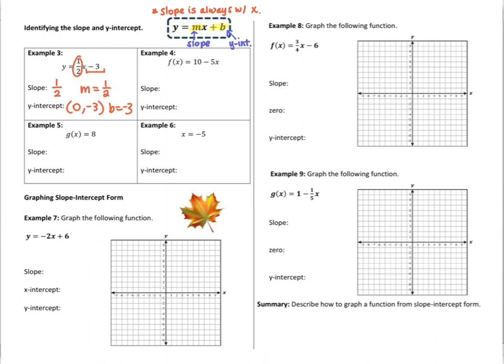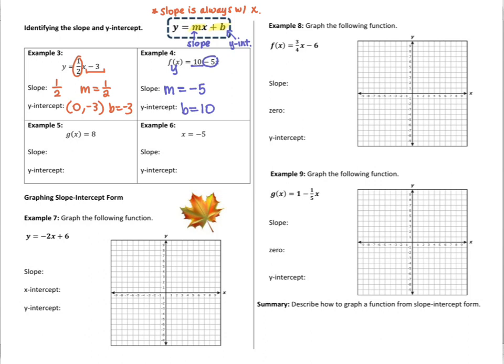Example number 4 says f of x equals 10 minus 5x. Well, that doesn't look like y equals mx plus b. Well, remember, f of x is just another way of saying y, and it is mx plus b, but it's written in the opposite order. So slope is still with the x. So the value that I have with x is a -5. And the y-intercept, this 10 value right there, so b equals +10.